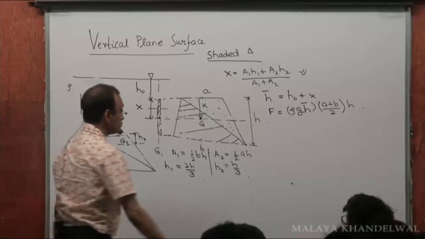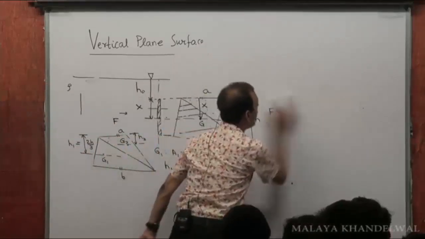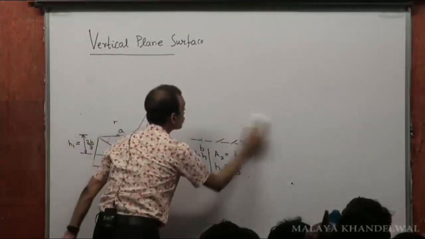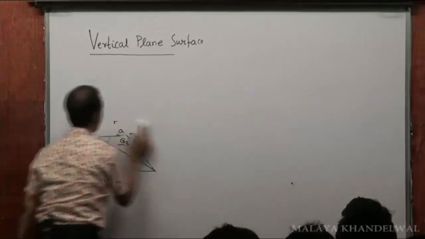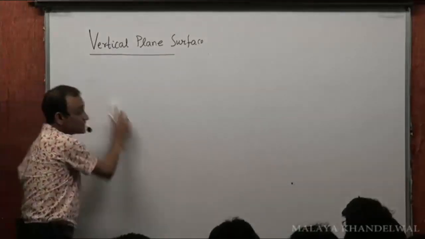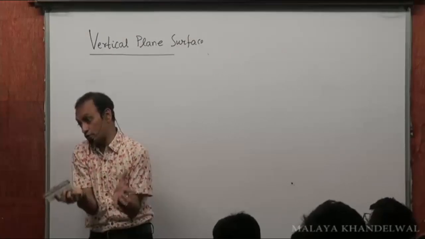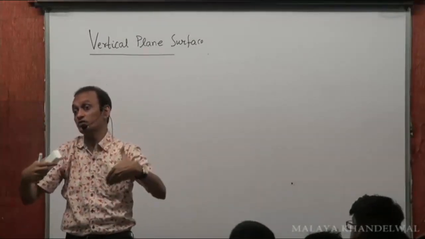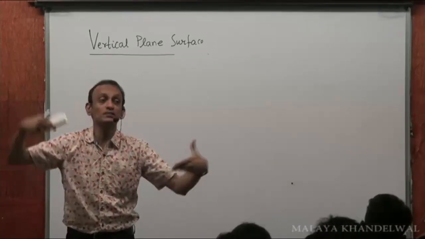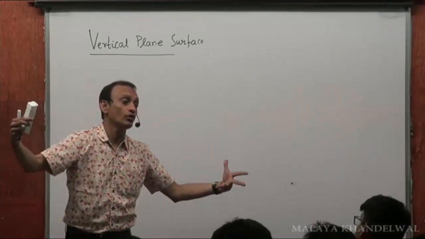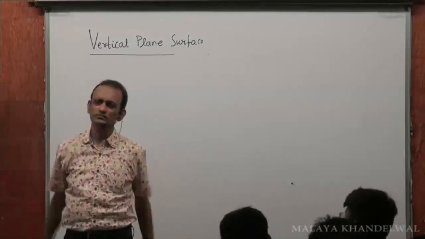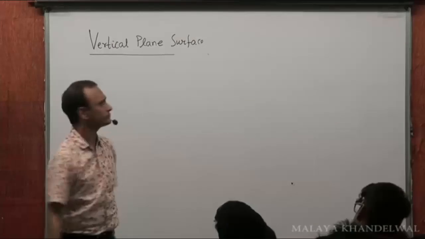Now, this gives us a fair idea of what to do if we have a plane vertical surface of different kinds of geometries, immersed or submerged in a fluid of constant rho at rest. Right? But that's not enough. Why is that not enough?